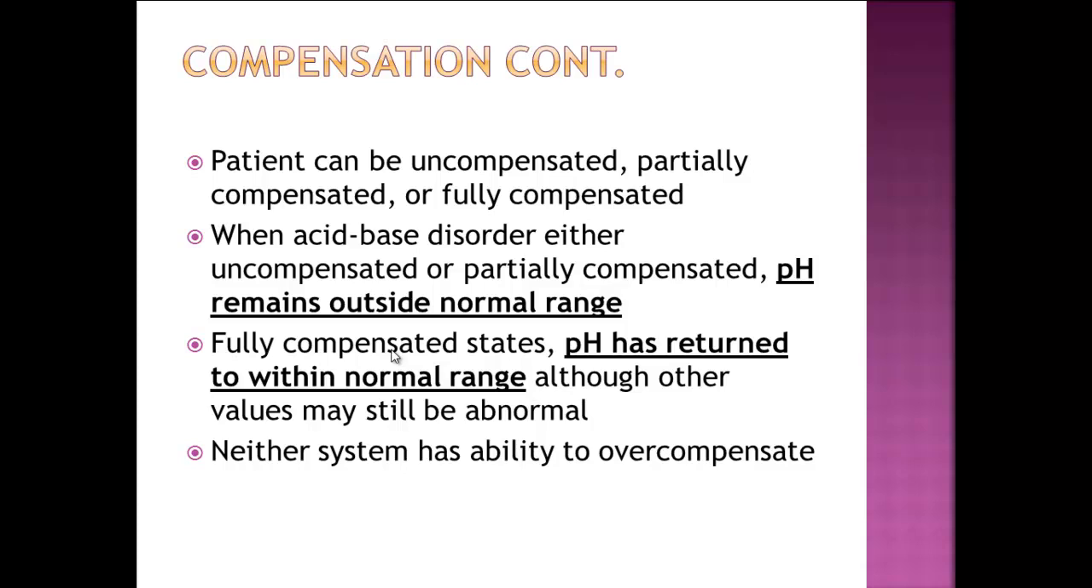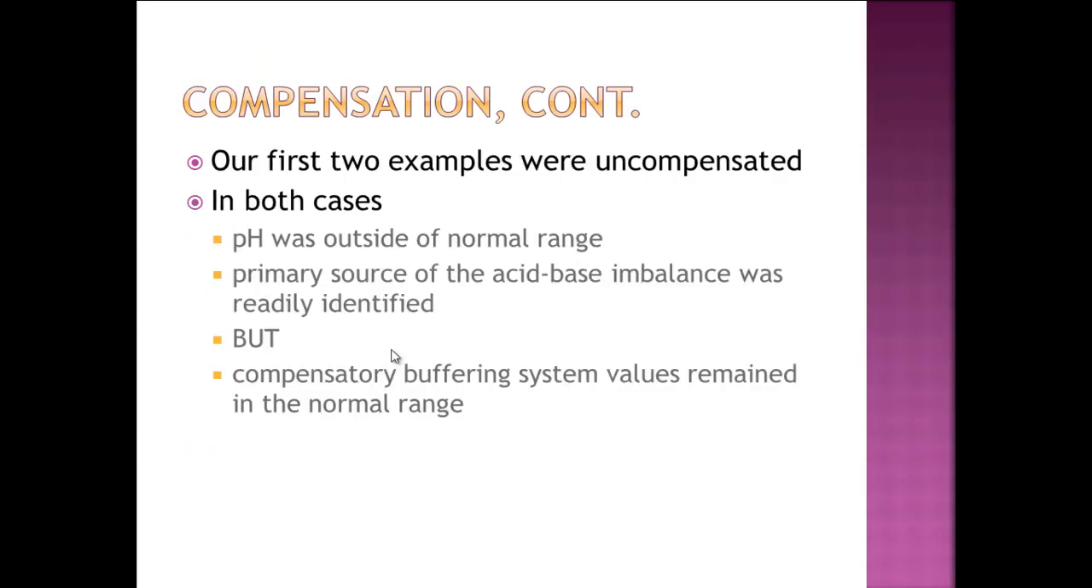When an acid-base disorder is either uncompensated or partially compensated, the pH remains outside normal. Fully compensated, the pH has returned to normal, even though other values might still be abnormal. And we will never see overcompensation because neither the lungs nor the renal system has the ability to do that. So our first two examples that we just did were both uncompensated.